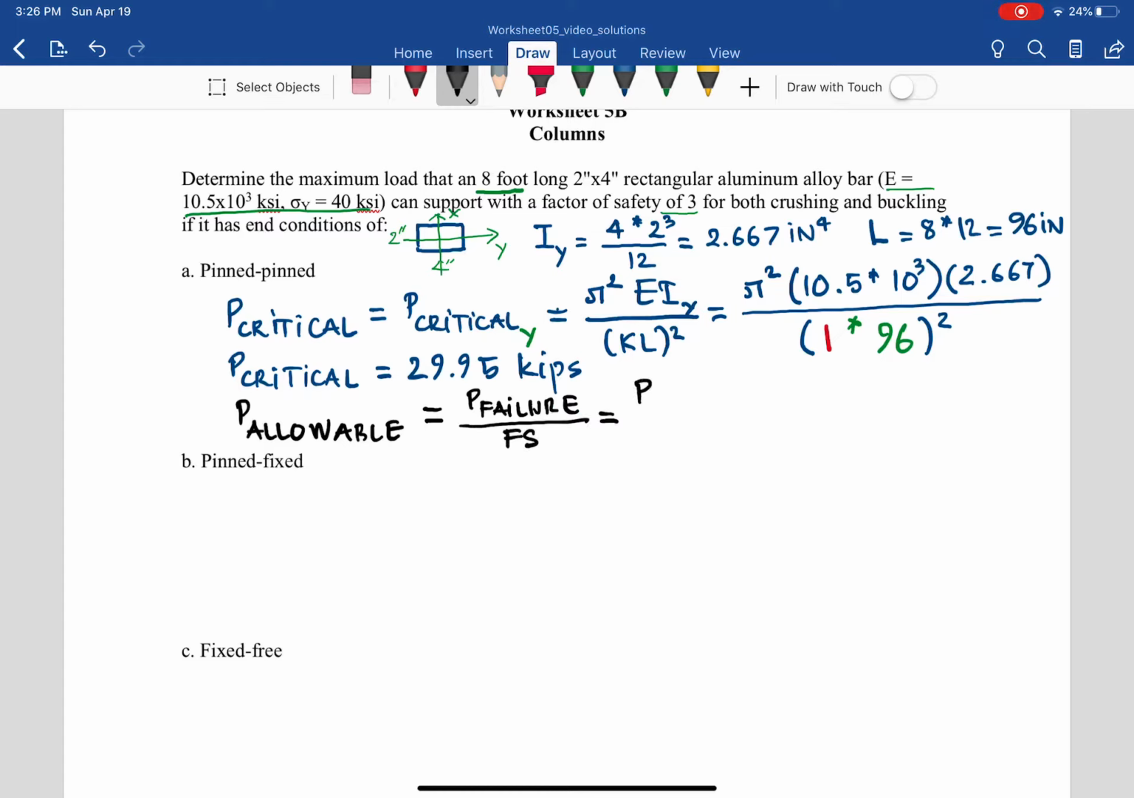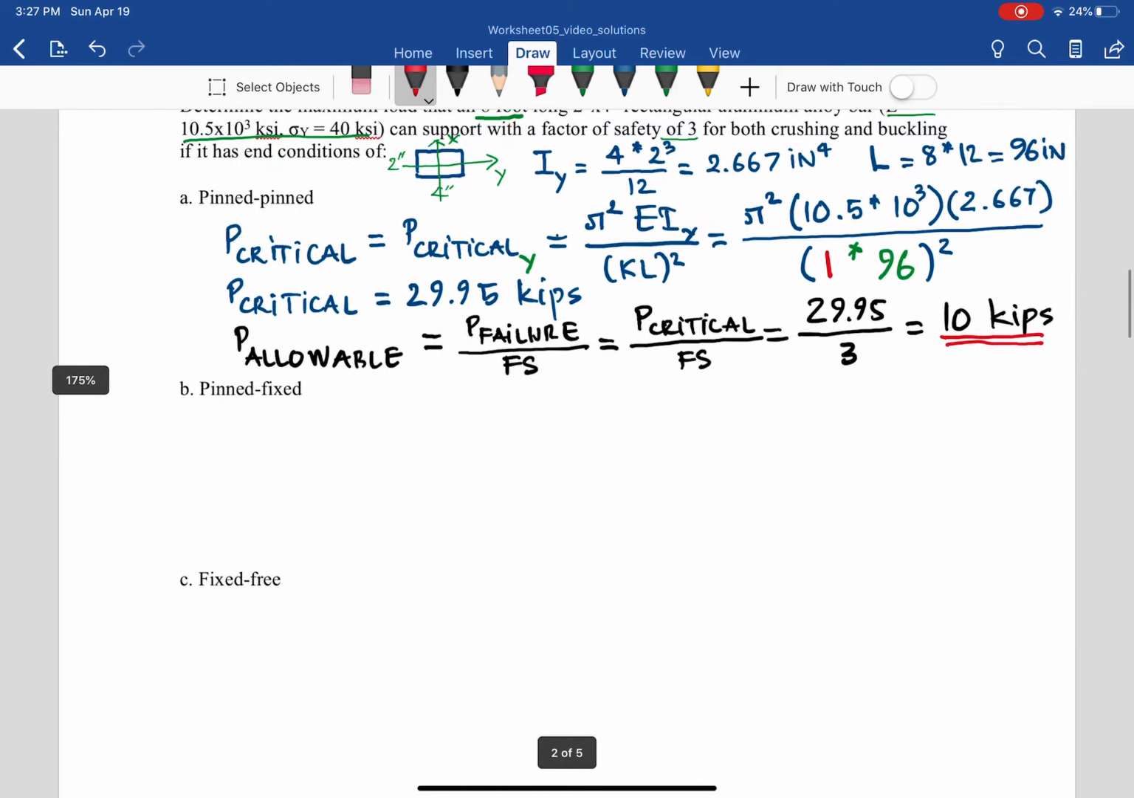And in this case, P fail here is P critical, because we talk about the buckling. So it fails due to buckling at that P critical. So plug in 29.95 divided by the factor of safety for both yielding and buckling, which is 3. From that we can have about 10 kips. What does that mean with this column? With that geometry, if it is pinned at both ends, the maximum load that can be allowed on that material with the factor of safety of 3 is going to be 10 kips.